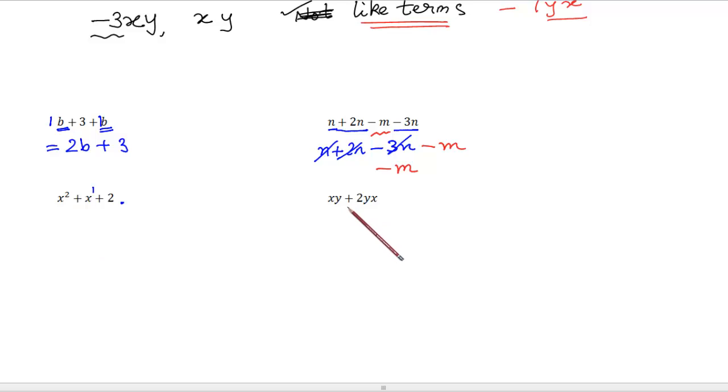And what about the last one? What is xy plus 2yx? Now we have seen above that xy and yx are like terms, so we can simply add them. So what is 1xy plus 2xy? The answer is 3xy. So in this way, like terms are very, very important concepts which will help you in higher algebra. Thank you.